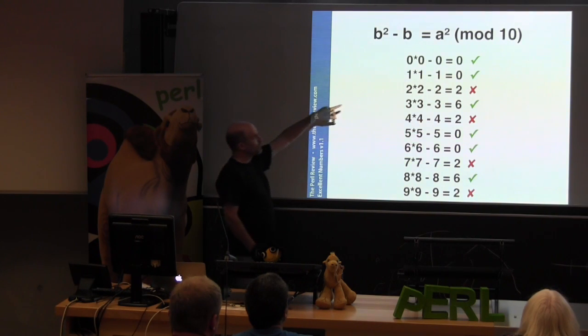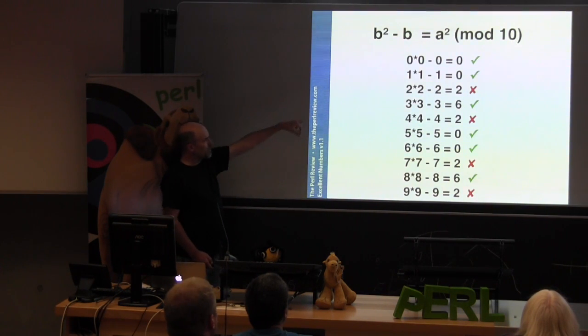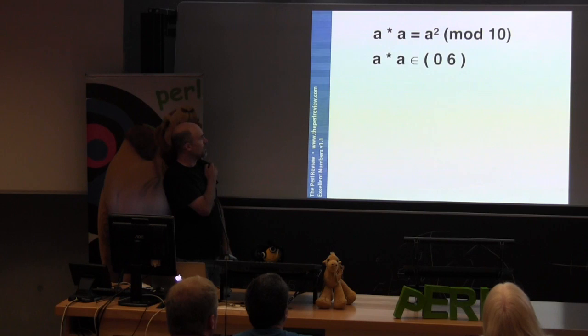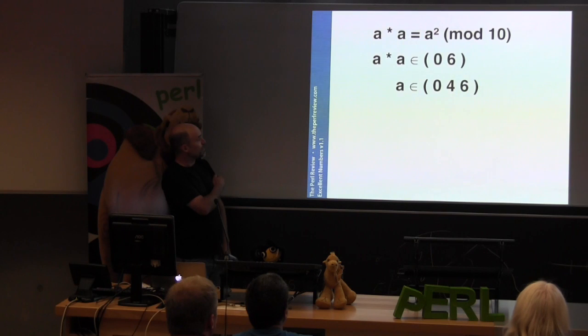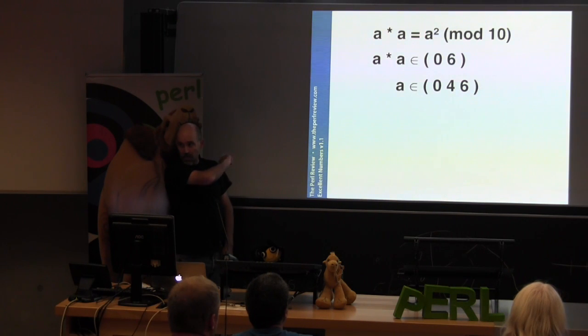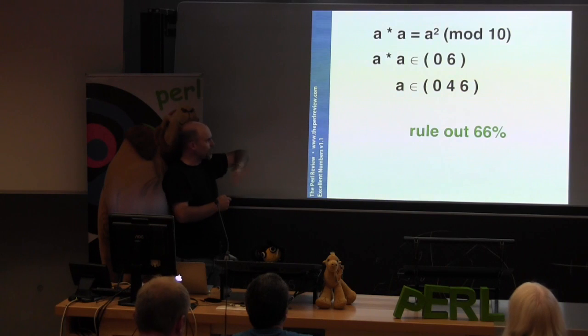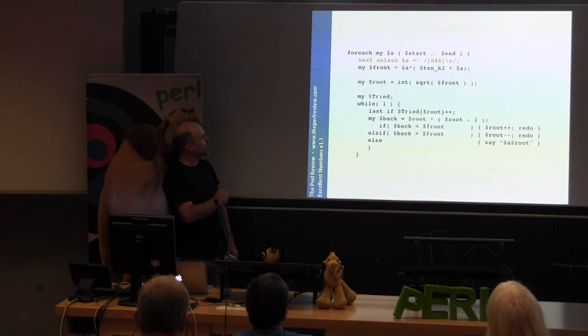So the 0 will work because if the b is 0, mod 10, it will match the a, but the 1 won't work, or excuse me, the 1 will work, the 2 won't work, and so on. And you can see how it works out there. So if we look at that, a squared being the a times the a, and the a has to be one of those, 0, 4, or 6, then the a has to be one of those. So we've proven that. So we can skip all the other a's for that stuff. So we rule out another 2/3. We got rid of 66% of it, then we got rid of a bunch more of it, and now we've gotten rid of a bunch more.